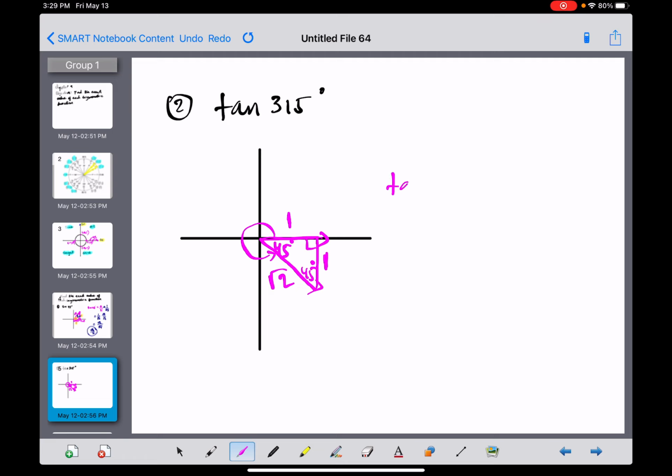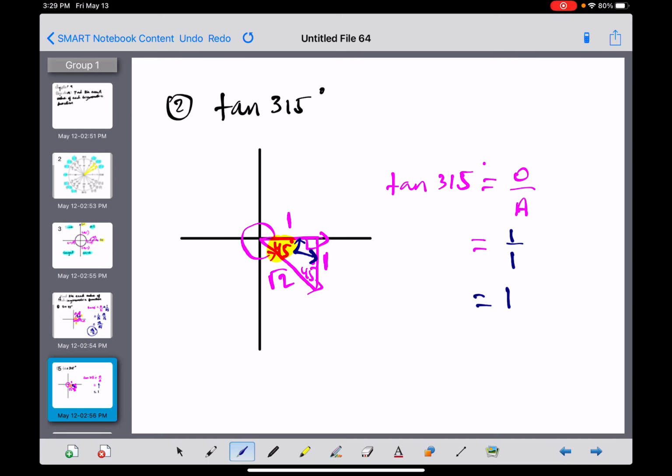So tangent 315 degrees is opposite over adjacent. Opposite is from this angle's perspective, from 45 degrees. So opposite is 1 over adjacent, which is another 1. So 1 over 1 is 1, okay?